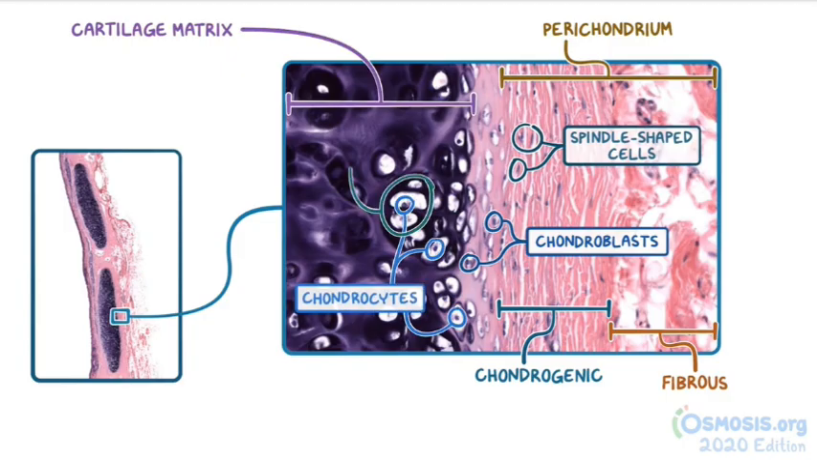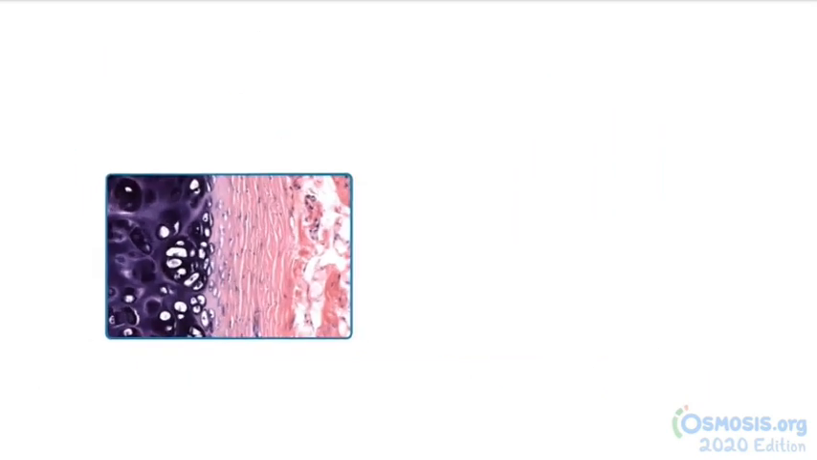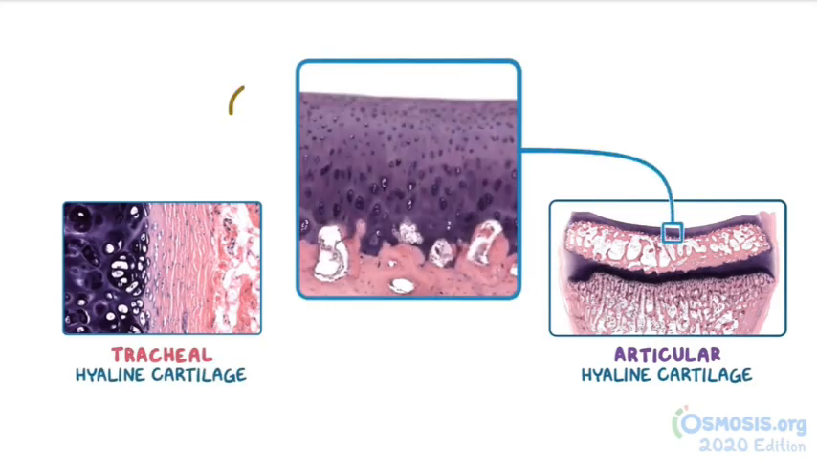The chondrocytes are found within small cavities called lacunae that are often arranged in clusters of 2 to 4 cells. The extracellular matrix, with its glassy appearance, is composed of mostly type II collagen and proteoglycan, which is an amorphous gelatinous substance, often referred to as ground substance. Although articular hyaline cartilage is very similar to tracheal hyaline cartilage, a key difference between them is that articular cartilage does not have a perichondrium of connective tissue surrounding it. The lack of perichondrium ends up limiting the articular cartilage's ability to grow.